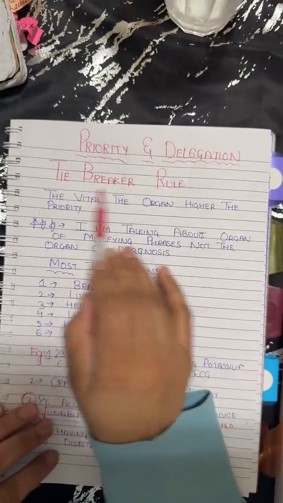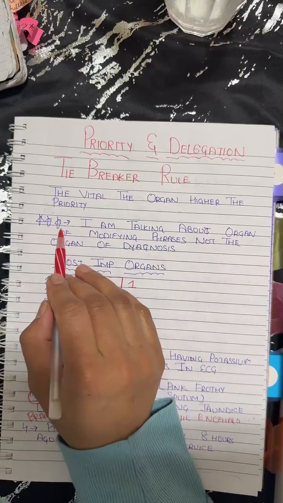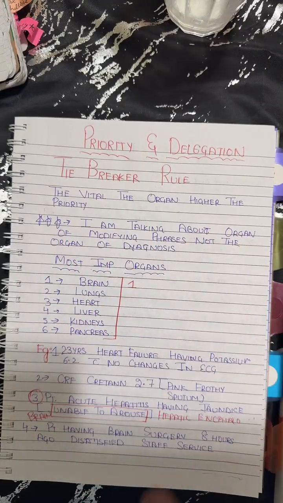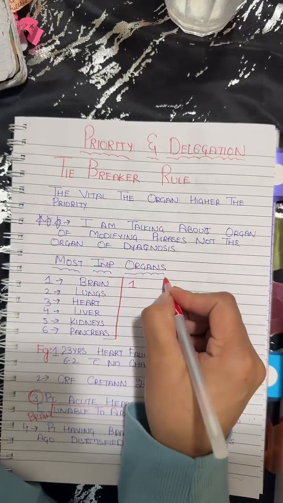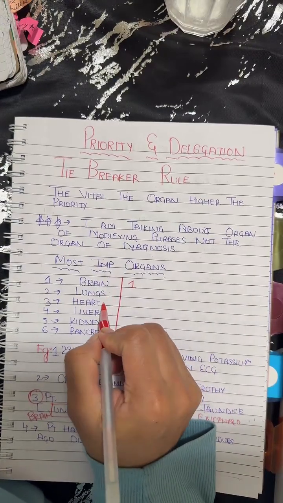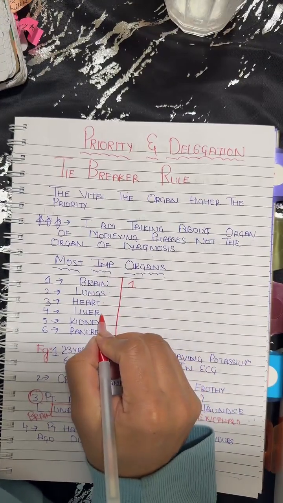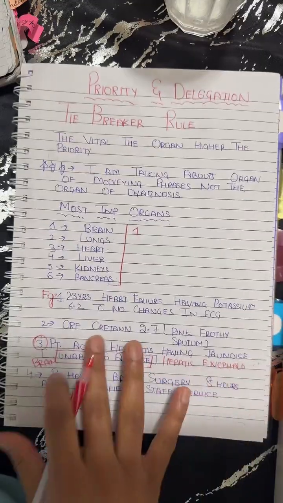Okay, so next we did priority and delegation tiebreaker rules. The vital the organ, the higher the priority. I'm talking about the organs of the modifying phrase, not the organ of the diagnosis. The most important organs here: number one, brain; number two, lungs; number three, heart; number four, liver; number five, kidney; and number six, pancreas.